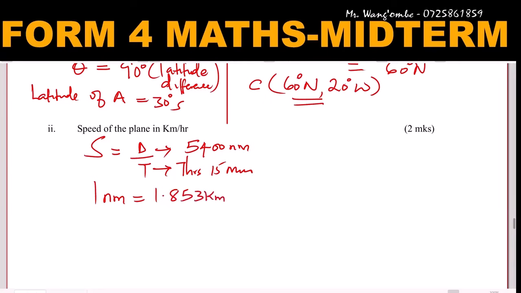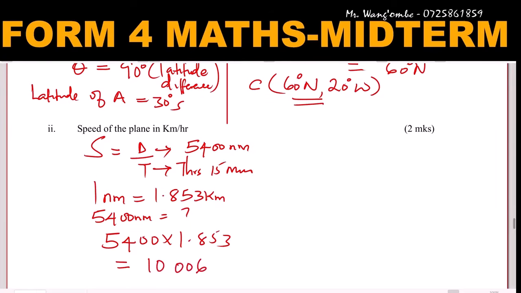So what about 5400 nautical miles? So this will be 5400 times 1.853. This will give, on the calculator, 10,006.2 kilometers. Now, having the distance in kilometers, we need to get the time in hours.